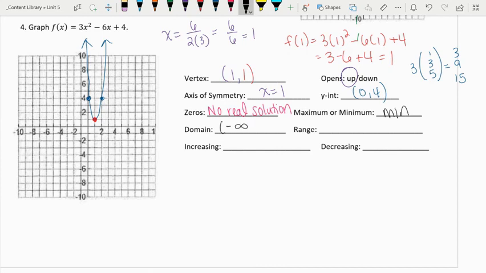Domain, negative to positive infinity. Range this time is a little different because our lowest is now our 1. It's the lowest y value. And our highest is infinity. So hopefully we didn't get tricked there.